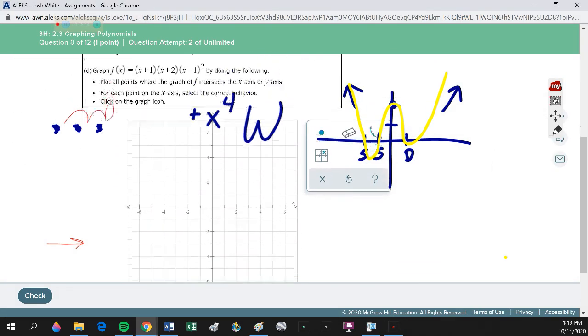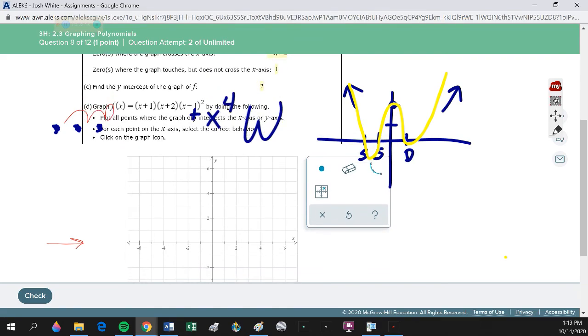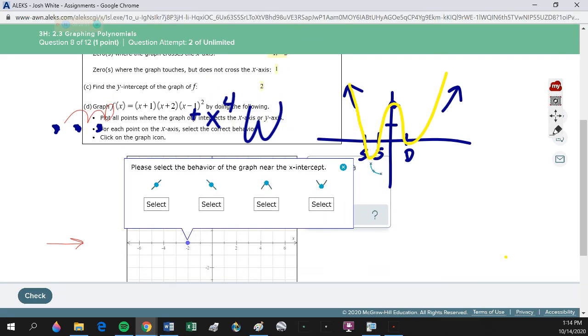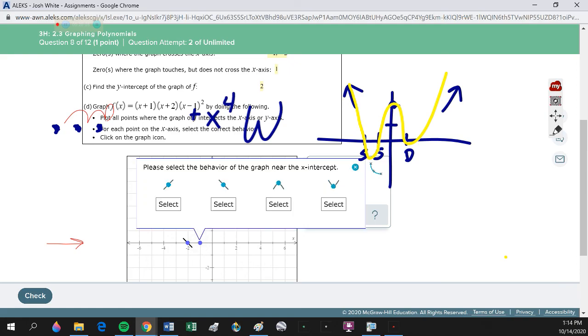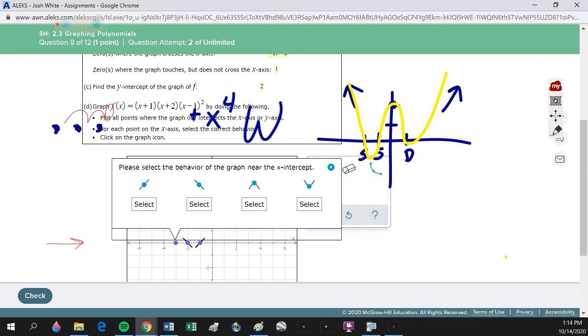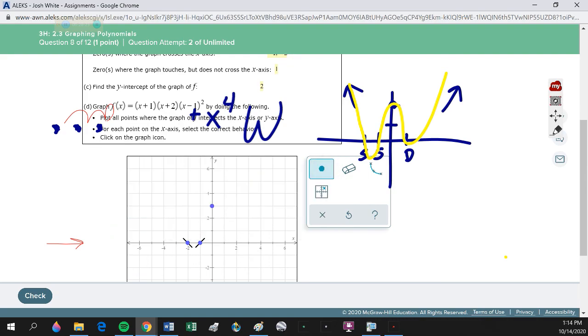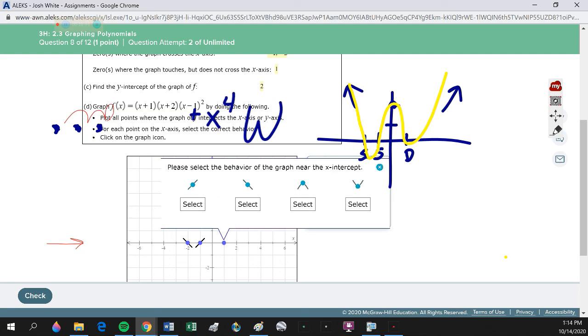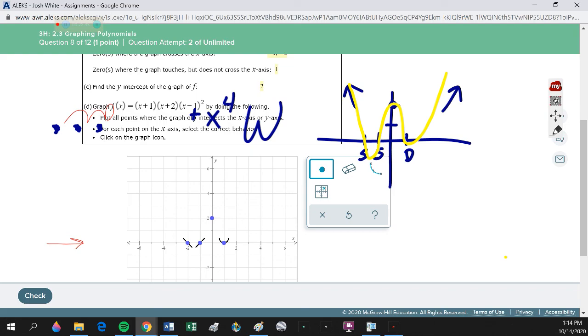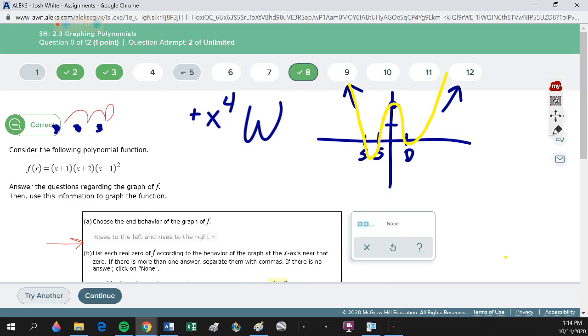So let's draw that graph on this. So -2 needs to look like this. -1 needs to look like this. So there. Oh, I need to delete one of those. And there, and this one is a bounce. Okay, once I have all my pieces in place, I push graph, and then I can check it. Okay, get to work.